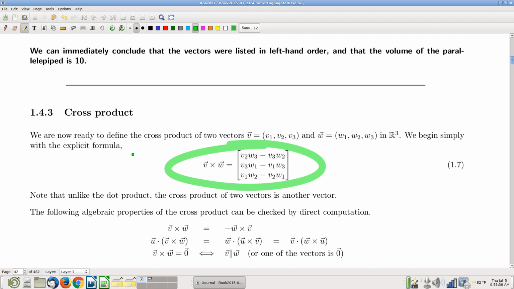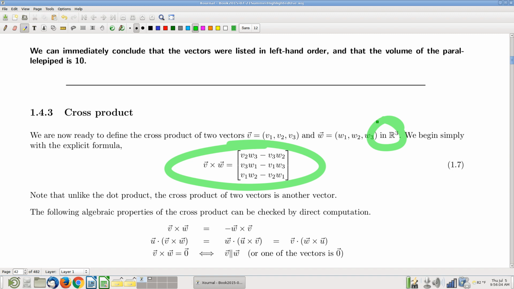No justification, no motivation given. Let me comment while I'm here. This has got to be in R3. The dot product applies to any pair of vectors in any dimension. You could talk about dot products in R17. Totally cool. The cross product as an operation on two vectors only makes sense in R3. Not R2. There is no cross product in R2.